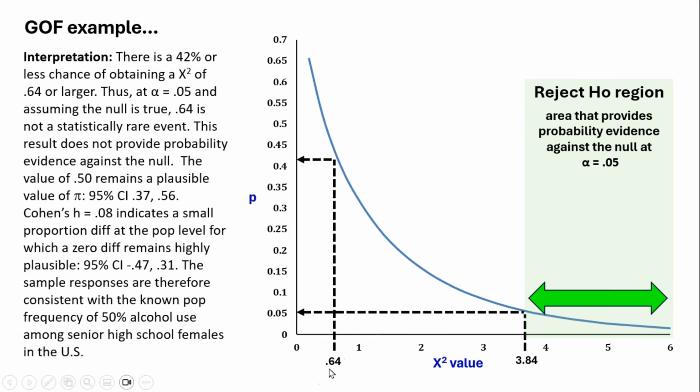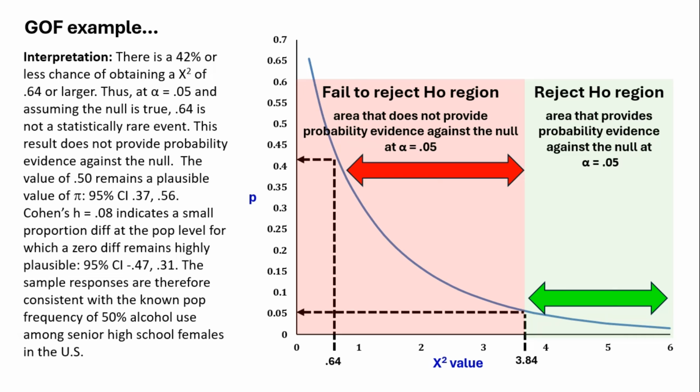So this curve and the reject the null region that I just pulled up gives us our probability evidence against the null. Then we also have confidence interval evidence, and we also have effect size evidence. So we have 3 lines of evidence here that point to the notion that the frequency of alcohol use for females at your school is essentially the same as it is at the national level. That takes care of that.